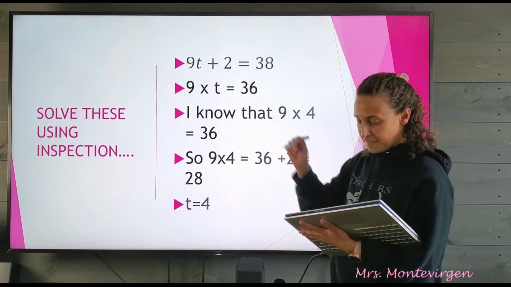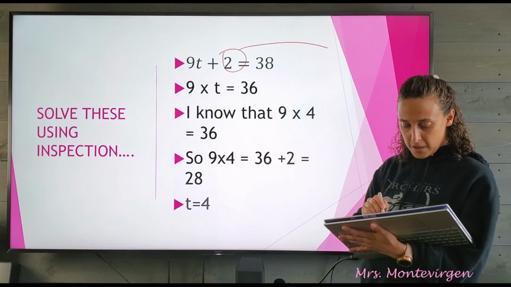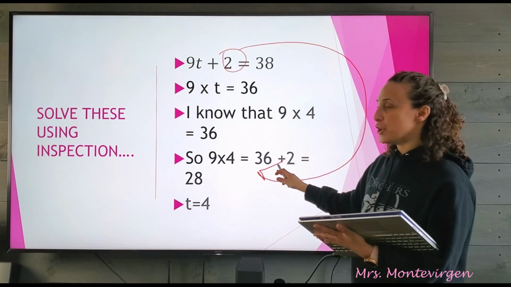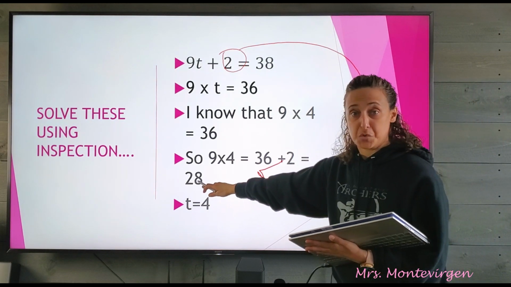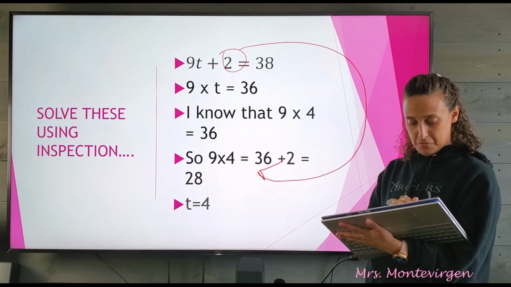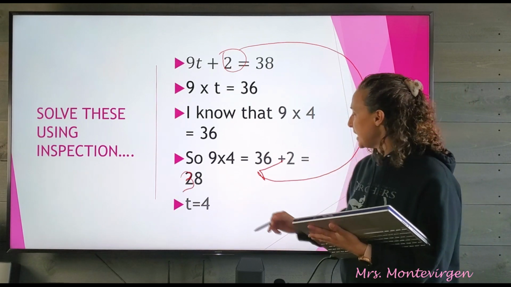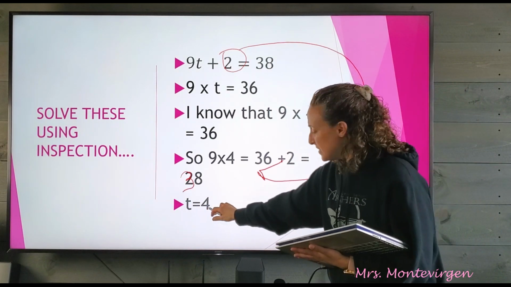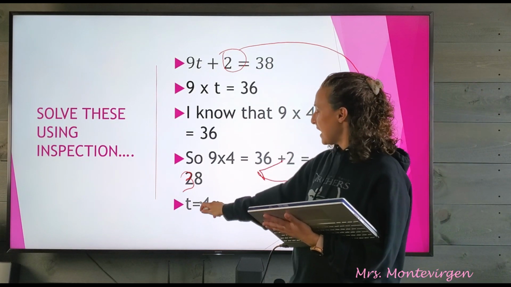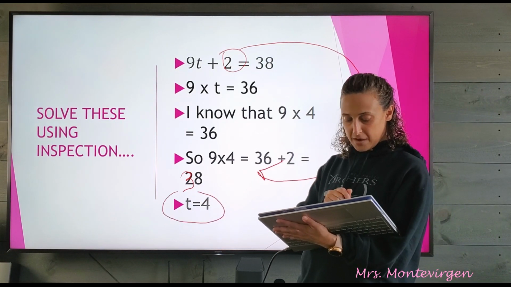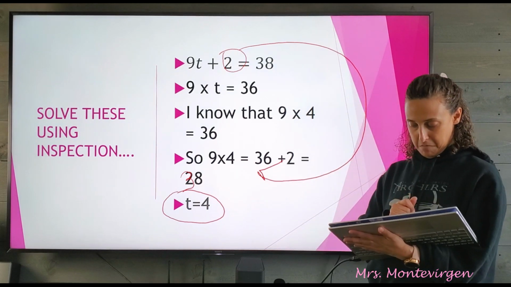And again, if I bring that 2 back and add it here at the end, oh, that should say 38, not 28. So we'll just change that. That should say 38. So in this case, I know that t is going to equal 4. So again, that's the part that we would have there. Never mind my 28 there. Mistake.